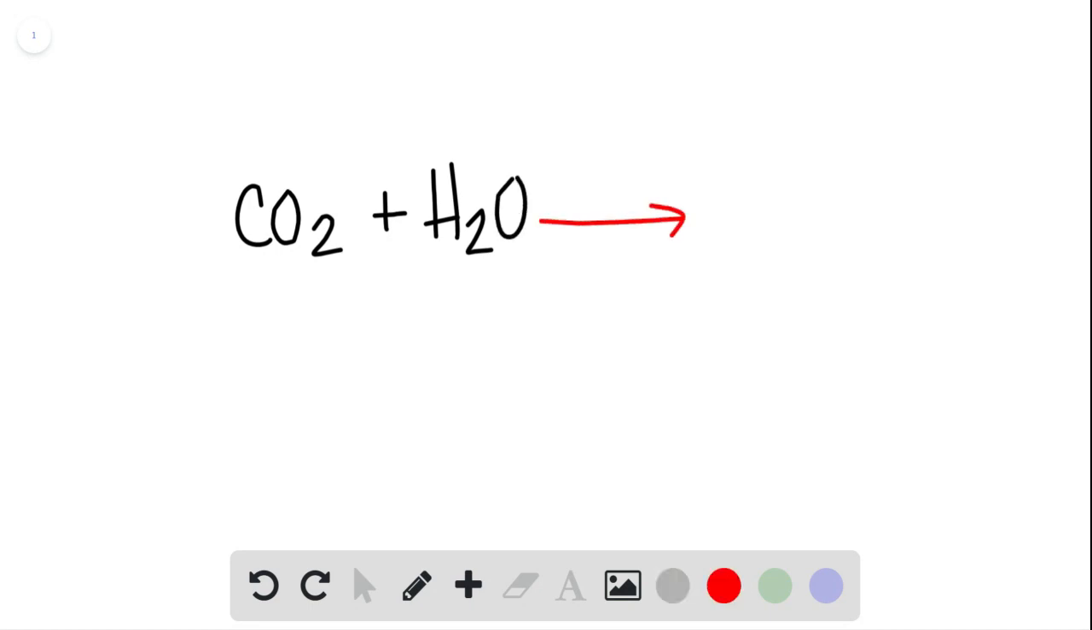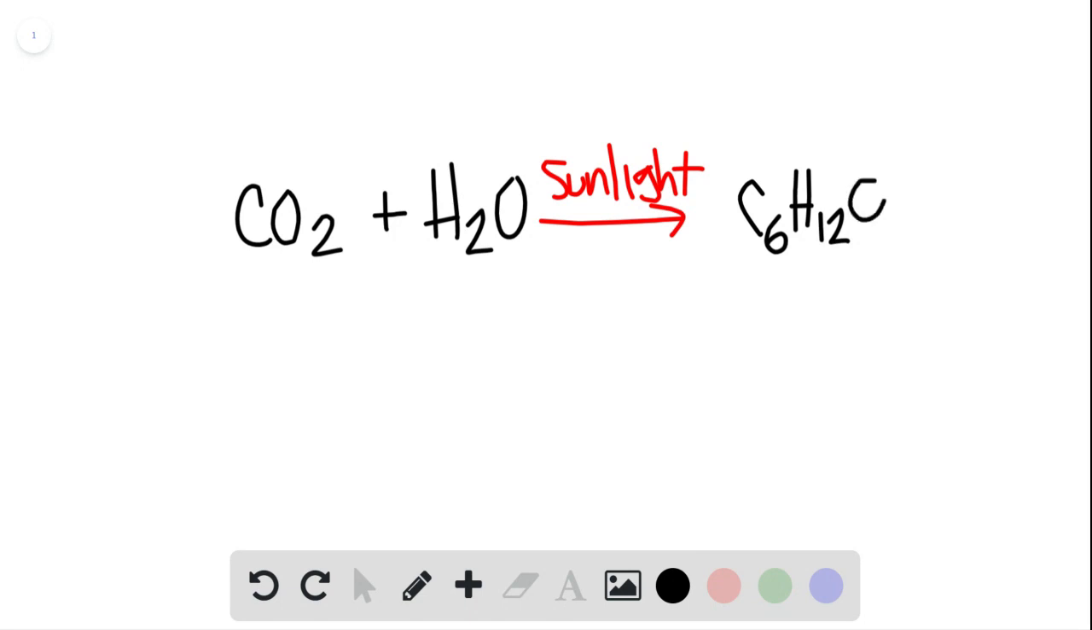Okay, so it's good to know the equation for photosynthesis, and that's going to consist of carbon dioxide and water. And then, with the help of some sunlight, the products will then be sugar. Let's say six carbon and oxygen.